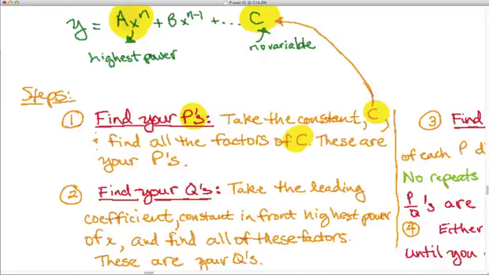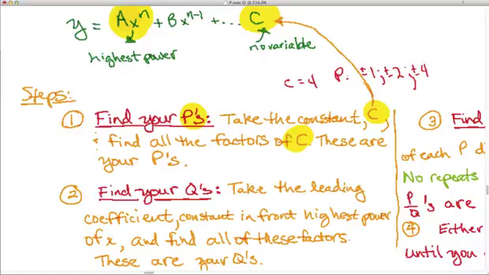For instance, let's say our constant C was equal to 4. Your list of P's would be plus or minus 1, plus or minus 2, because 2 times 2 is 4, and plus or minus 4, because 4 times 1. And you have to do the plus or minus because you can get a positive 4 by doing plus 1 times plus 4, or minus 1 times minus 4. Either way gives you a plus 4 answer.